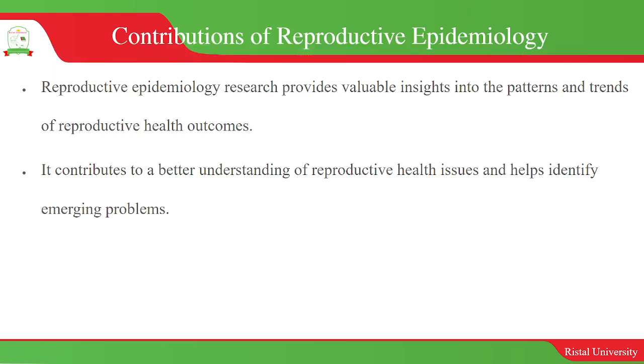So if we do things that way, we'll understand how certain reproductive health outcomes are brought about. What are the contributors to reproductive health problems? And then we shall also be able to know the patterns. That is, we'll be able to know whether the rates are increasing or decreasing. This is very important for planning purposes.